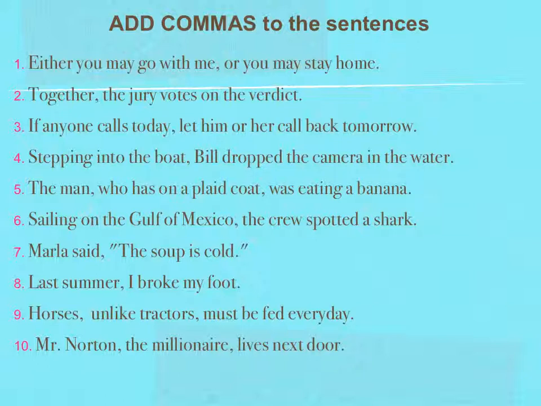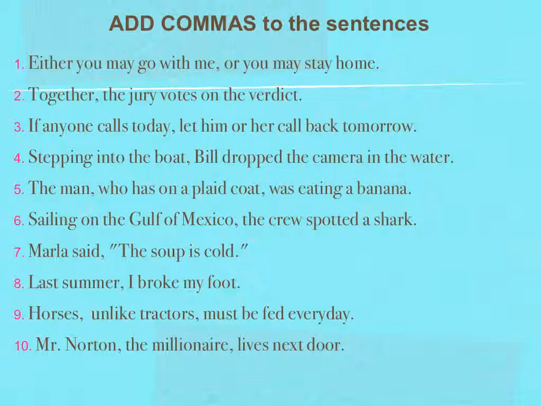Here's your answers. Number 1, comma after me. 2, together, comma. Introductory word. Number 1 was a compound sentence. Put the comma before the coordinating conjunction. In this case, it's or. 3, today, comma. This is an introductory phrase. 4, boat, comma. This is a participle phrase.